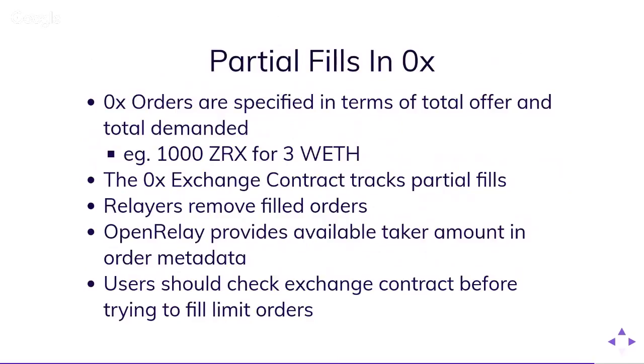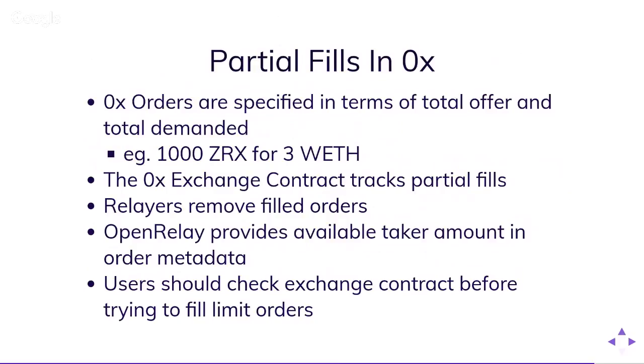0x orders are specified in terms of the total offer and total demand. So for example, you might say, I am offering 1,000 ZRX in exchange for 3 wrapped ether. That order is cryptographically signed. So once it has been partially filled, it's still going to say, I'm offering 1,000 ZRX in exchange for 3 wrapped ether. But the 0x exchange contract remembers that order, and it remembers that it has been partially filled. So you are not going to be able to fill an order for more than the offer that was originally signed, even if it has already been partially filled by somebody else.